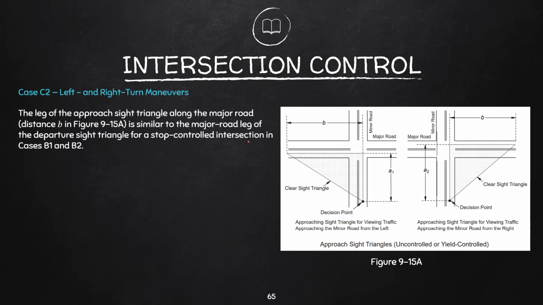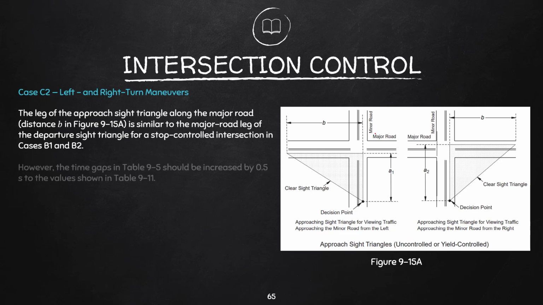The leg of the approach side triangle along the major road, distance B, is similar to the major road leg of the departure side triangle for a stop-controlled intersection in cases B1 and B2. Because this is yield controlled, in that case you will have to stop. I'm sorry, I should have placed departure here.